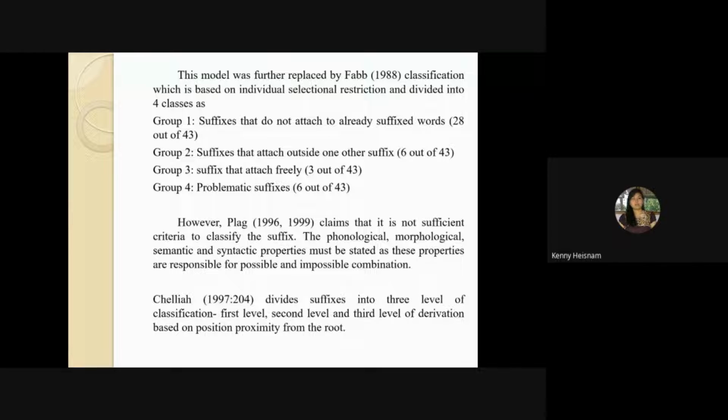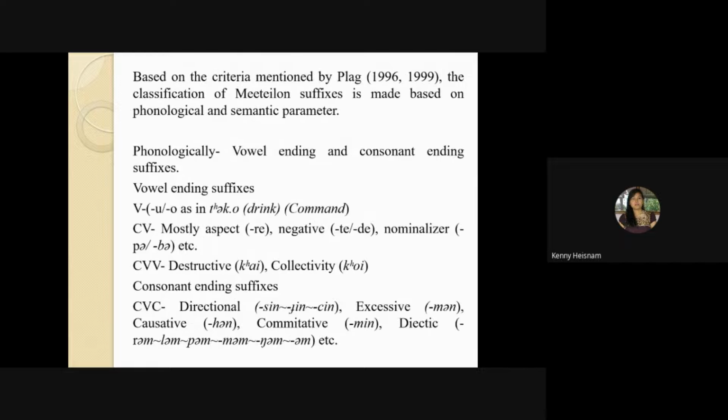In the first level, suffixes which belong to the detransitive(destructive) and directional markers come under the first level. In the second level, derivational suffixes which show comitative, causative, mood, excessive, and reflexive come under the second level of derivation. And in the third level of derivation, aspect and mood markers come under. But following Plag's criteria, we classify Meeteilon suffixes based on phonological and semantic parameters.